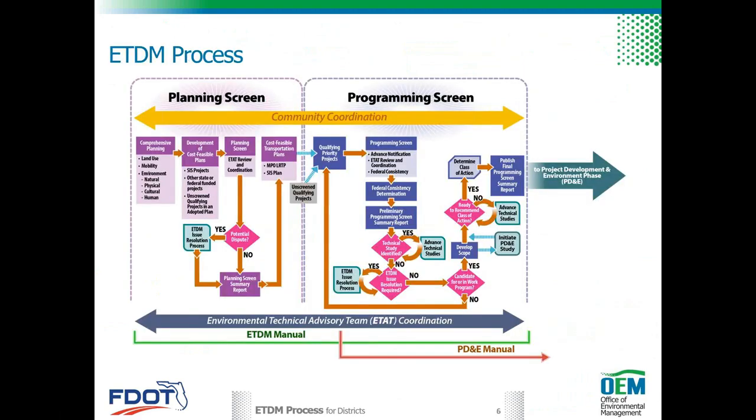The ETDM process diagram here gives an overview of this process. You can see there are two screens that feed into the PD&E phase, the planning and the programming screen. These provide opportunities for our partner agencies to comment on the qualifying projects. The agencies participate in the ETDM process on an Environmental Technical Advisory Team, or ETAT, formed in each district. Community coordination also begins during this time, usually through local governments, MPO technical advisory committees, and other interested groups.